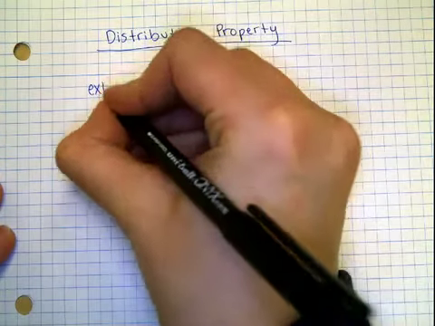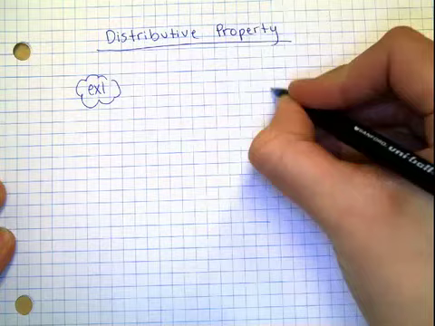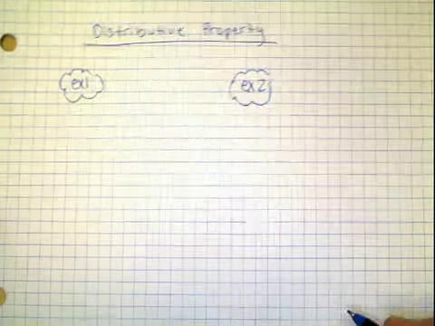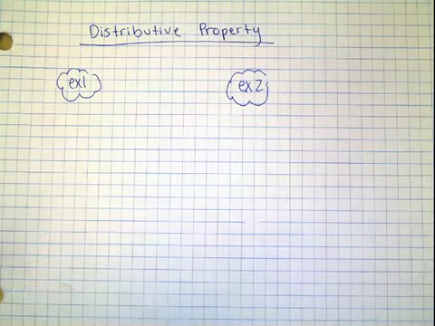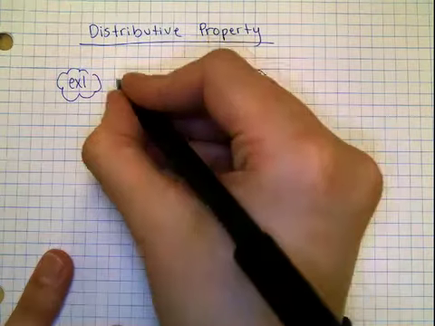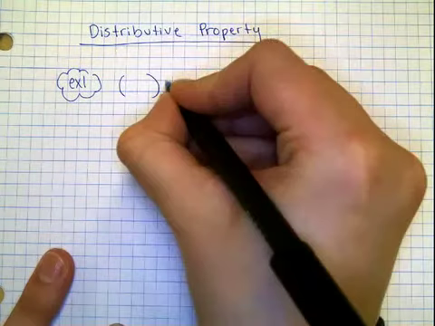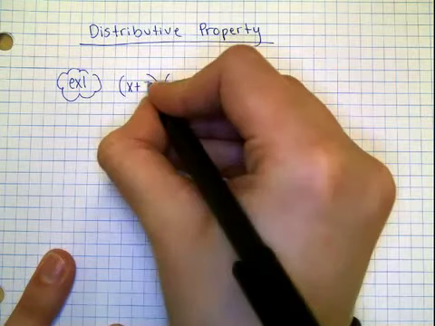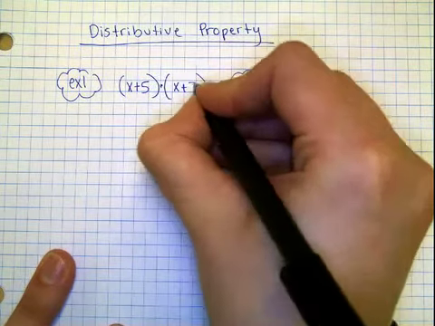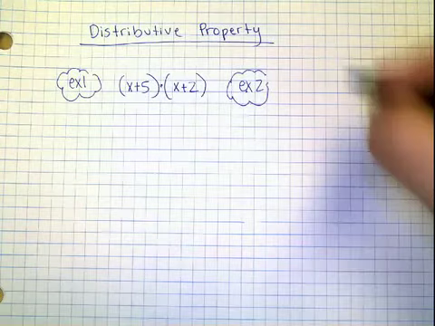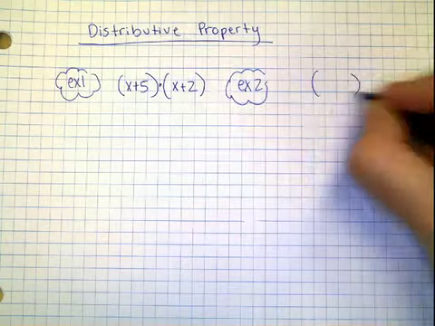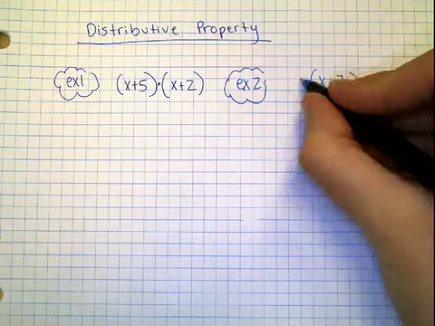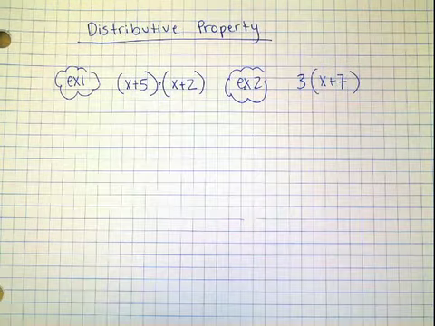So I'm going to write example 1, and then right next to it over here, example 2. And each of these is going to be slightly different. The distributive property has to do with multiplying two things. So I could say, for example 1, I have a parenthesis times something else in a parenthesis. How about like x plus 5 and x plus 2? Or for the second example, I'm just going to make one parenthesis. Maybe I'll put like x plus 7 in here. And then on the outside, maybe a 3 in front of there or something.